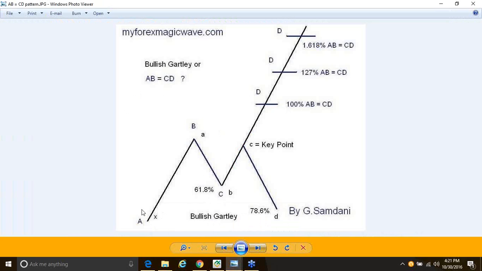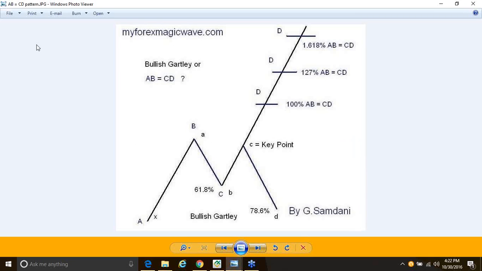100% means it's equal, but the AB equals CD pattern could be 127% or 1.618%. So usually what happens is that if you have moved from A to B, and then retraced either 61% or 78% for a Gartley pattern, after the Gartley pattern you measure that tool from here to here. The third point comes here, and then the move starts, and you watch if it breaks this B point, going above it. If it goes above, then it will usually go to 100%, and from there, if it breaks that, to 127%.